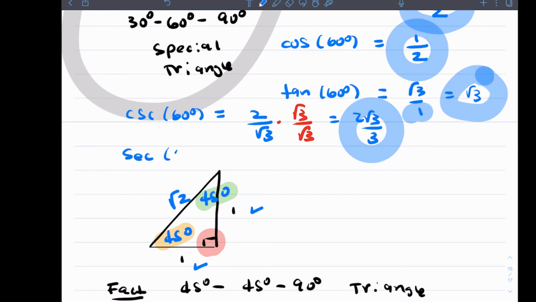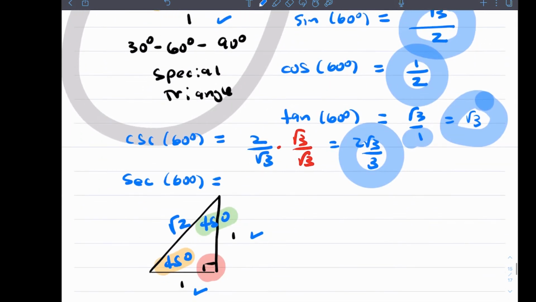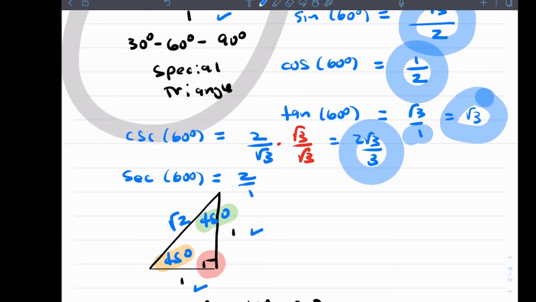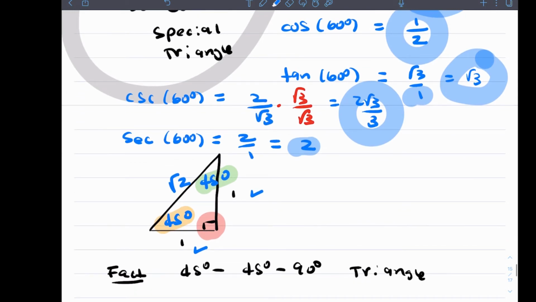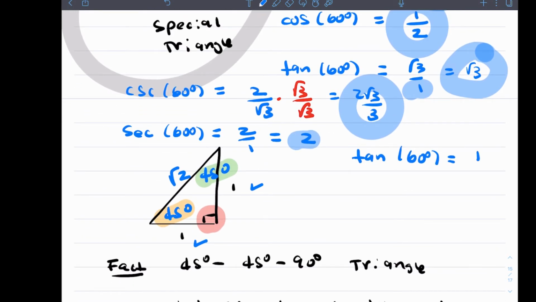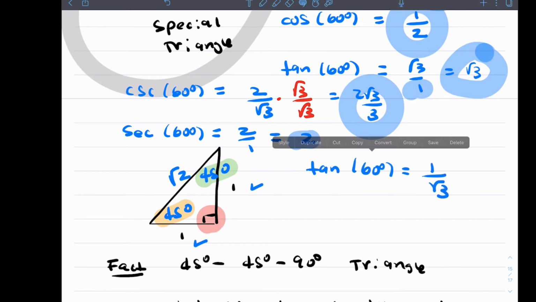What about secant of 60? Flip cosine over, and what do you got? 2 over 1, and now you have what? 2, ladies and gentlemen. There you go. Is that okay? All right. Now what about tangent? Tangent of 60 degrees. Flip that one over. And that's the square root of 3 over 1. So that'd be 1 over the square root of 3. Okay, let me move this over. And what happens now?